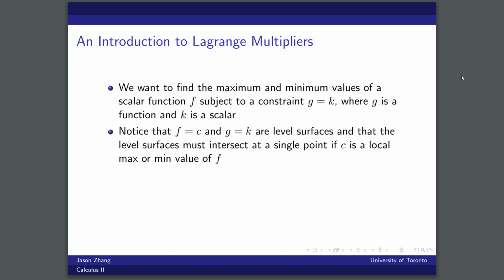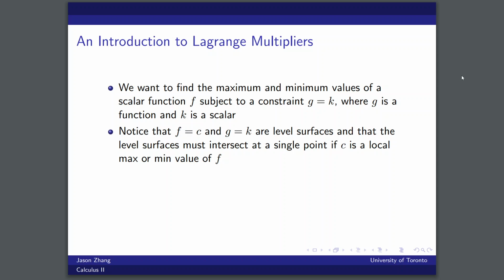So first of all, we should notice that f equals c and g equals k are level surfaces. I'm not sure if level surfaces applies for n dimensions, but I'm going to assume it does. And we also need to notice that the level surfaces must intersect at a single point if c is a local minimum or maximum value of f.